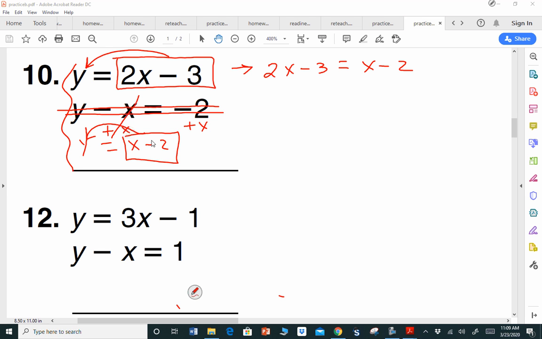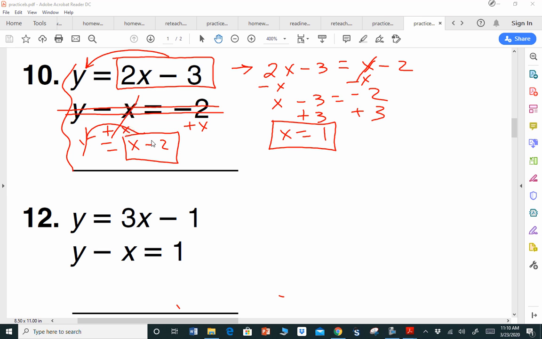We'll solve that by subtracting x from both sides. 2x minus 1x is x. Bring down the minus 3 equals negative 2. Add 3 to both sides. And x equals 1.